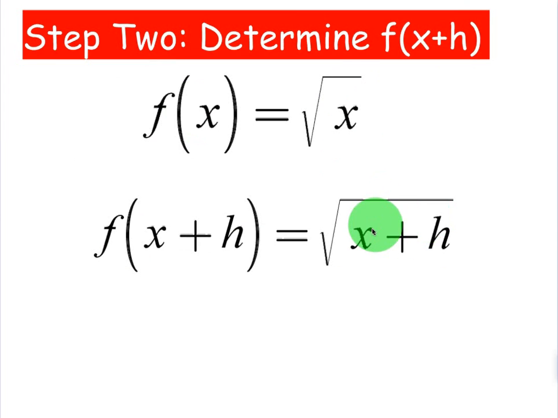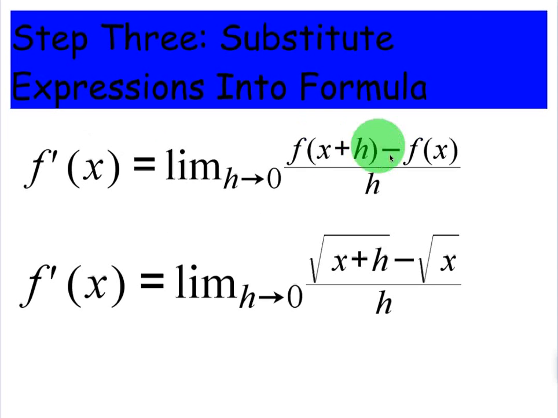We're going to plug that stuff into the formula. So we're replacing f of x plus h with square root of x plus h. We'll replace f of x with square root of x. So here is our derivative formula. And again, the whole goal is to get rid of the h on the bottom.